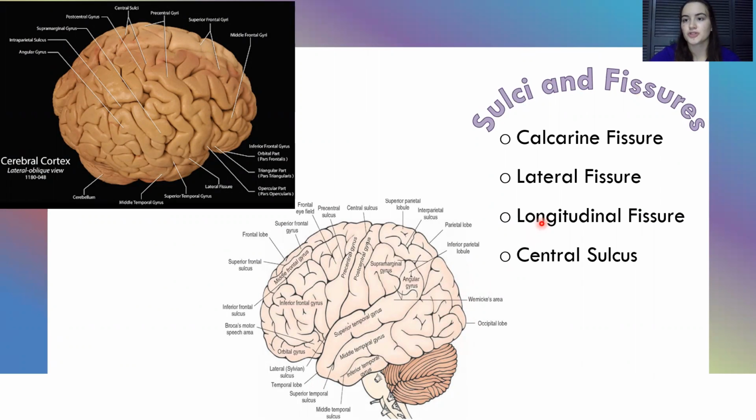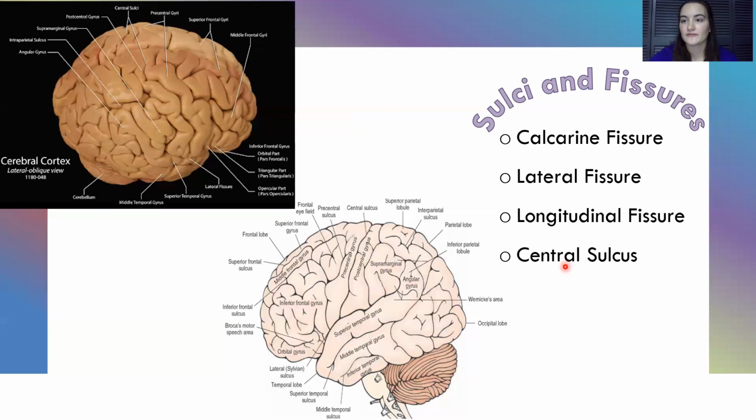Then your lateral fissure, it's a part of the temporal lobe. And so you've got this divot here, and you're just going to follow it up. It's this steep groove. Then you'll have your longitudinal fissure. It splits the left and right hemisphere of the brain. It's easier to see over here at this top image.